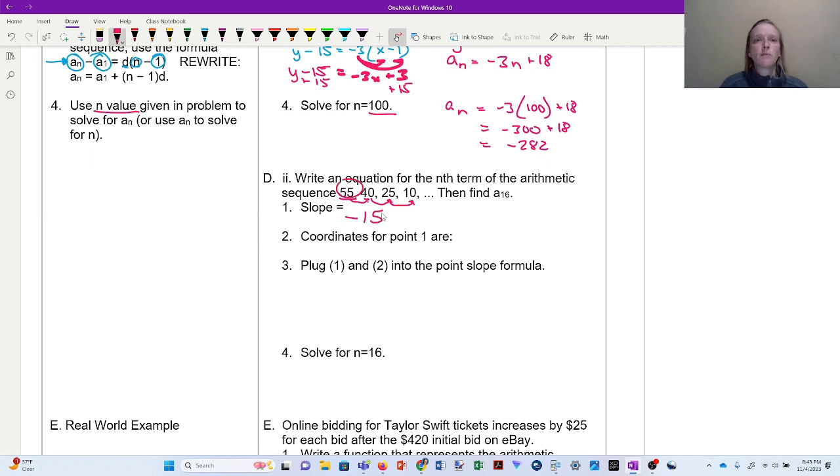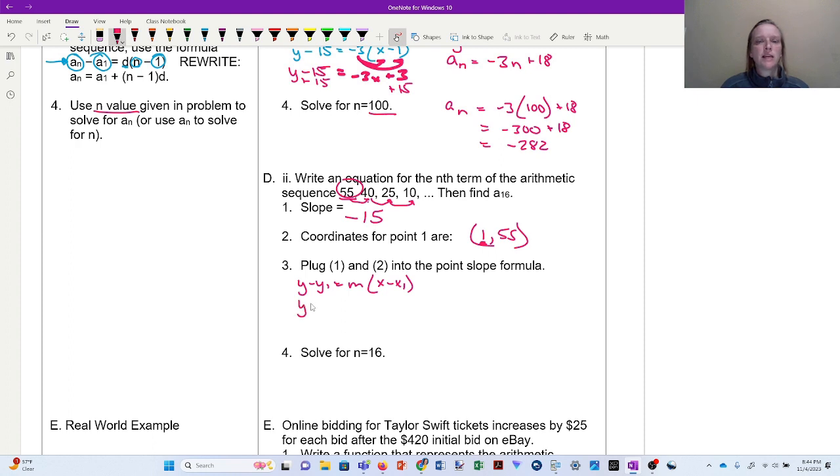And the coordinates for my first point are 1, 55. Remember that 1 just means it's the first term in the sequence. So the coordinates for point 1 will always start with a 1. Now plug the values into the point slope formula. I have y minus y1 equals m times x minus x1.